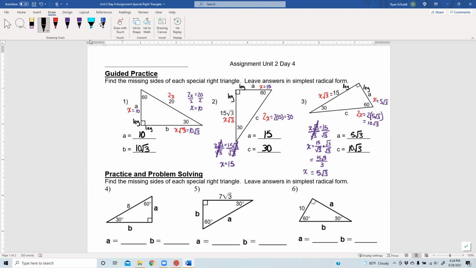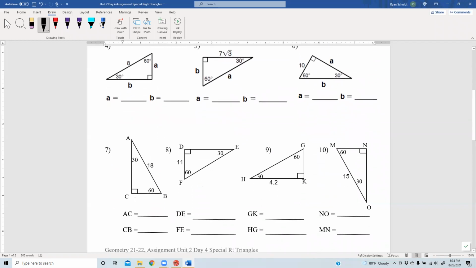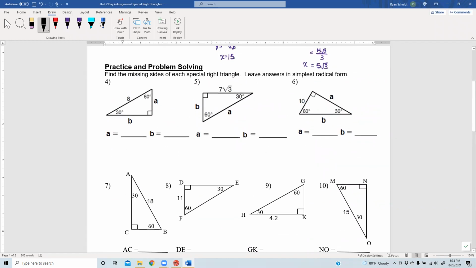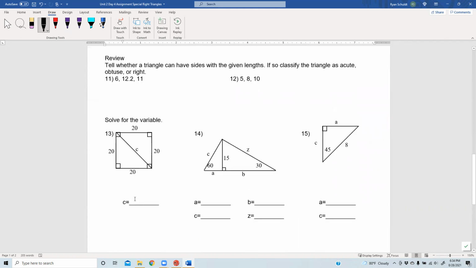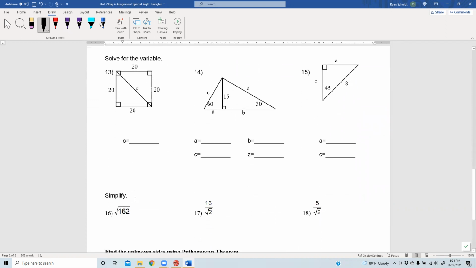Okay, so that is it for the guided practice. You have more practice with the 30, 60, 90 special right triangles, and then more just general review.